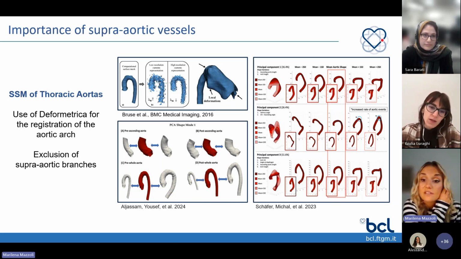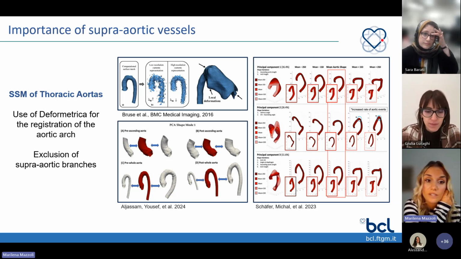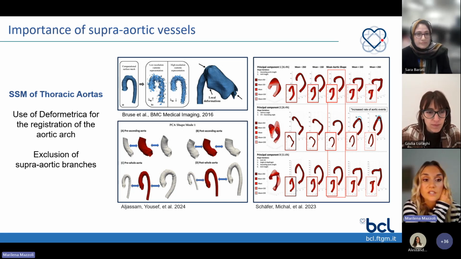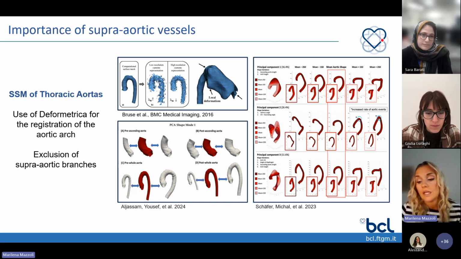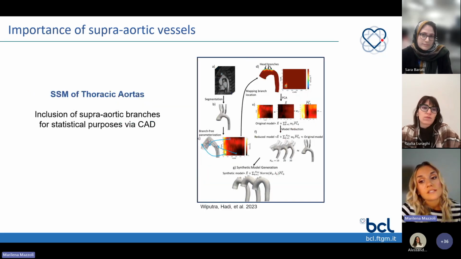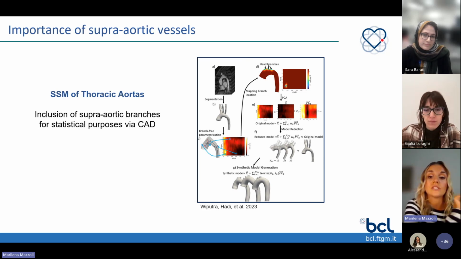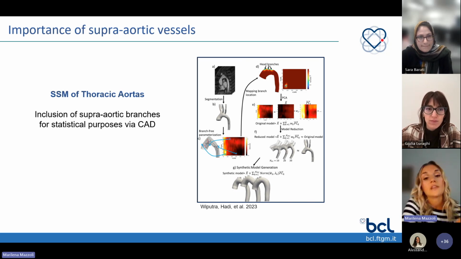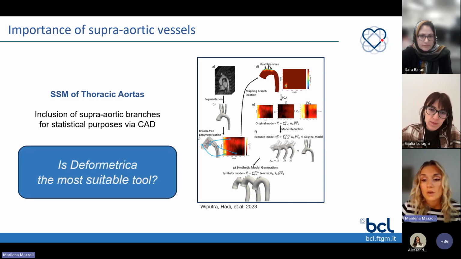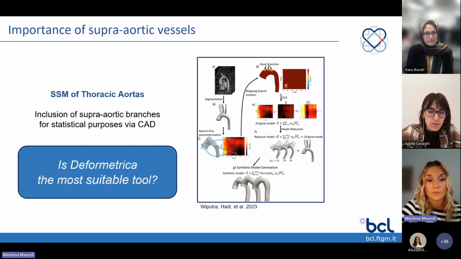But these vessels play a key role in the mechanics of the aorta, so their inclusion into statistical shape models is highly desirable. There are therefore studies that attempt to include the supraortic vessels in their population study for statistical purposes. However, even in these cases, the non-rigid registration is only of the aortic arch, and the inclusion of the supraortic vessels is a posteriori via CAD. So the main question is, if we are interested in the supraortic vessels, is the Deformetrica the most suitable tool for our scope?